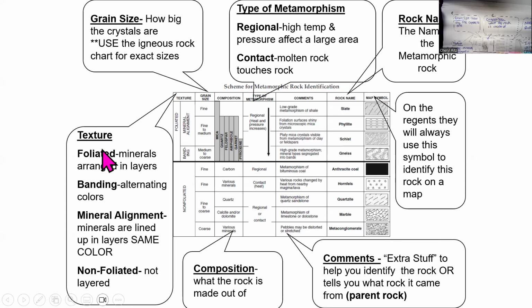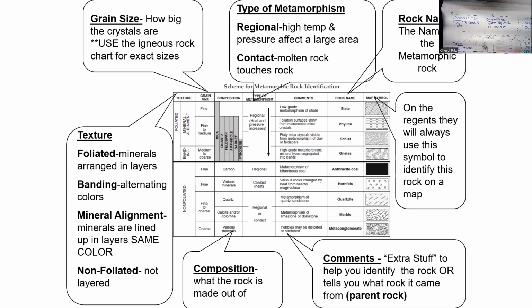Just like with all three rock charts, the texture I think is the most confusing. So in igneous rocks, the texture were glassy, fine, coarse, and very coarse. And it had nothing to do with how they felt. It had to do with the crystal size. For sedimentary, our choices were clastic, bioclastic, and crystalline. And again, it had nothing to do with what the rock felt like. Now, again, with metamorphic, we've got foliated and non-foliated, nothing to do with how it looks.